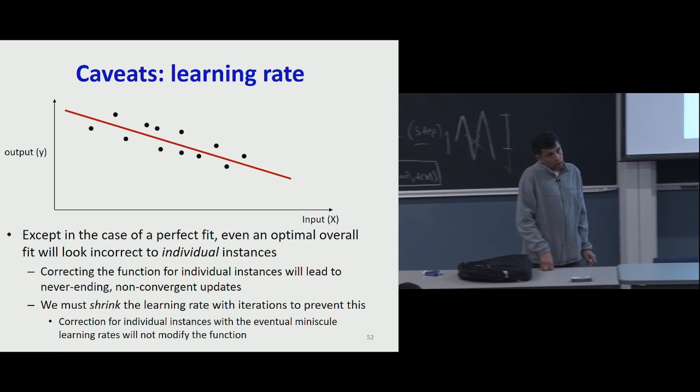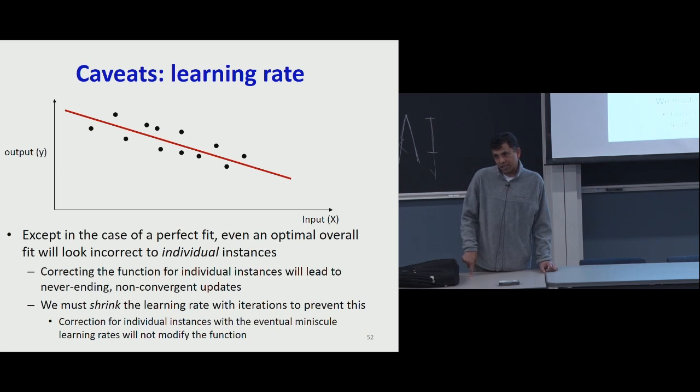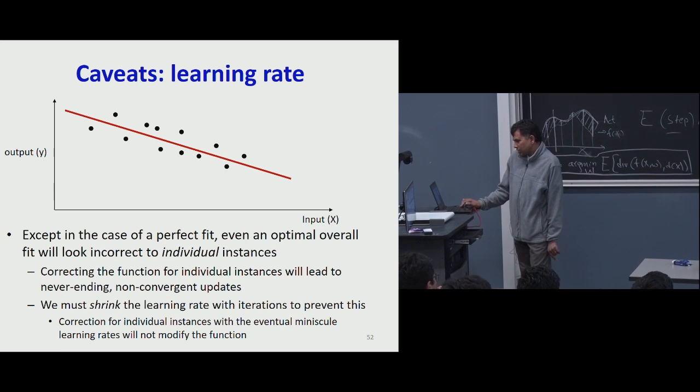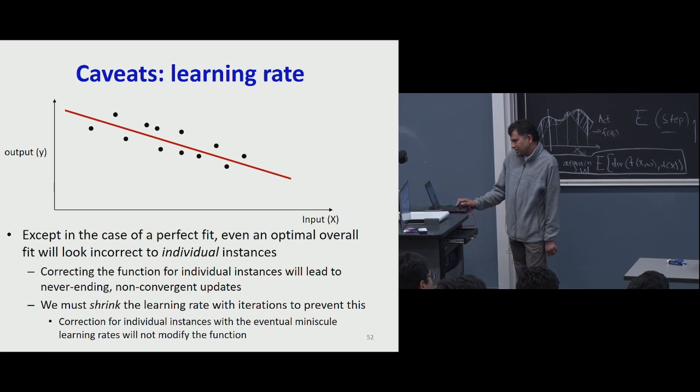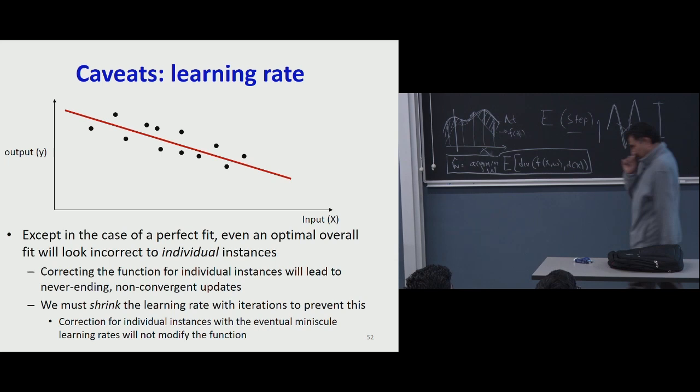If the step size that you use to make your correction remains constant, then clearly you're always going to be chasing your tail. Because for the latest training instance, you're almost certainly going to be wrong. As time passes, you want the step sizes to shrink. You must shrink the learning rate with iterations to prevent this. And so correction for individual instances must be such that as you keep going through the data, eventually the learning rate keeps shrinking and becomes small enough that the corrections are going to be negligible.